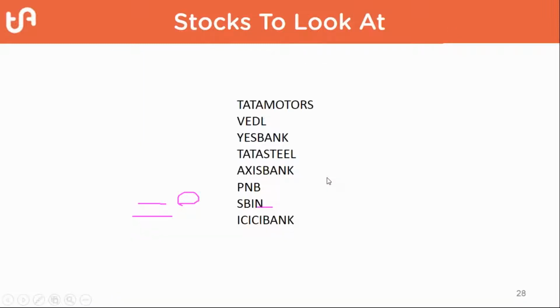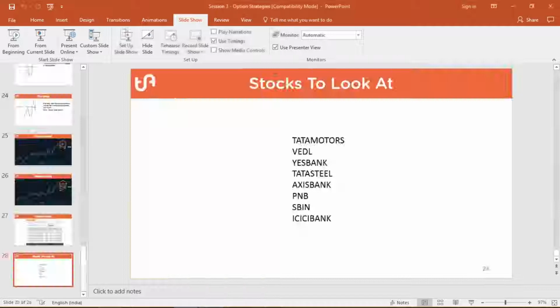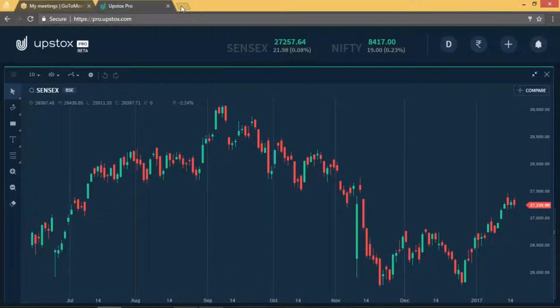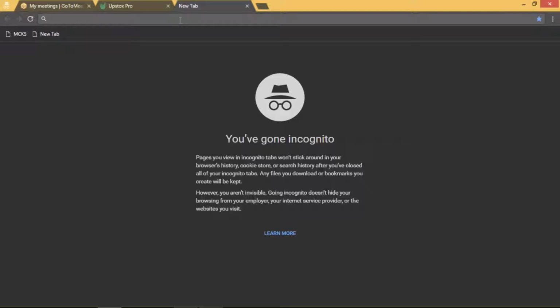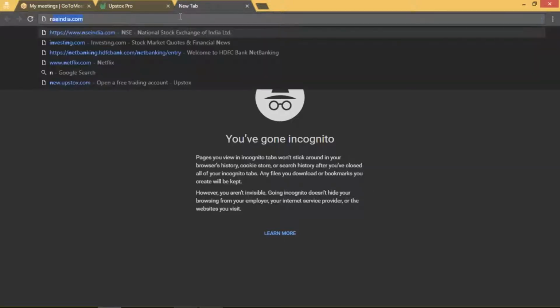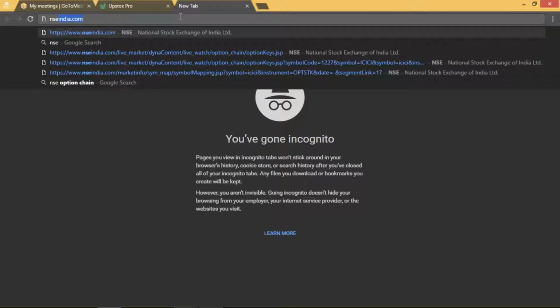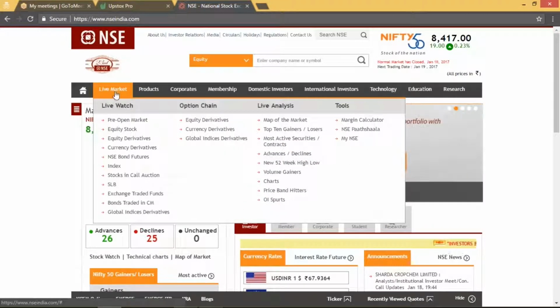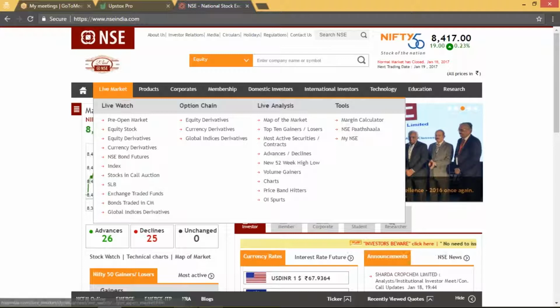Okay, let's look at some examples. Stocks to look at. Alright, now which are the stocks that you should be doing this with? Yes, Anita, you're right, high volume stocks. So how do we find high volume stocks? We go into nseindia.com. Okay, we click on live market, live watch, and equity derivatives.